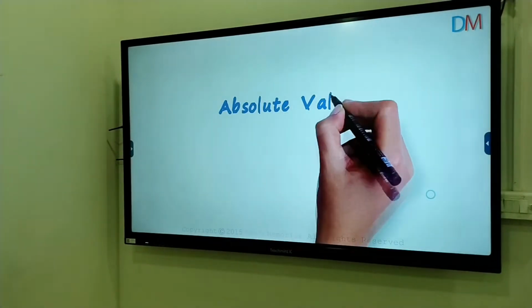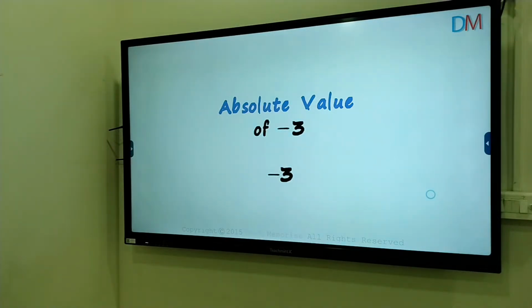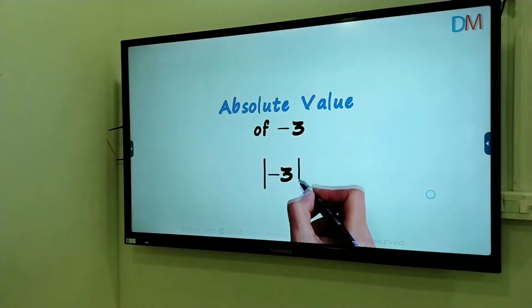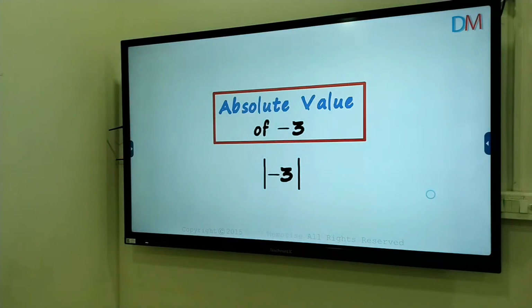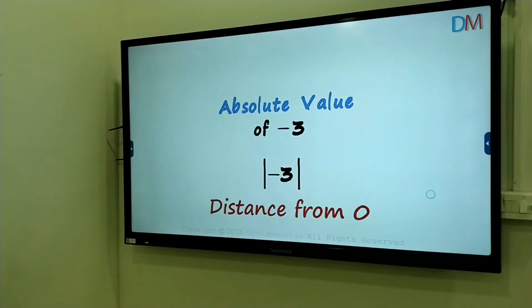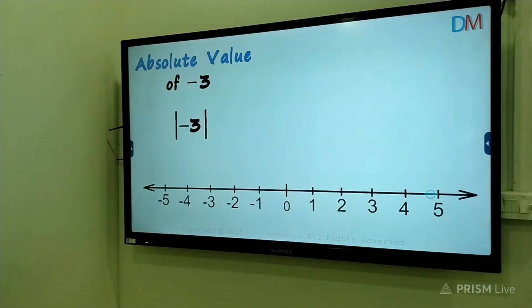What is the absolute value of -3? The number is -3. It is represented using vertical bars to the left and to the right of the number. This is read as the absolute value of -3. The absolute value of a number just tells us its distance from 0 on a number line. If we have a number line like this, where will -3 lie? It will lie here. The absolute value of minus 3 is just asking us how far is minus 3 from 0. 1, 2, and 3. It's 3 units away from 0.